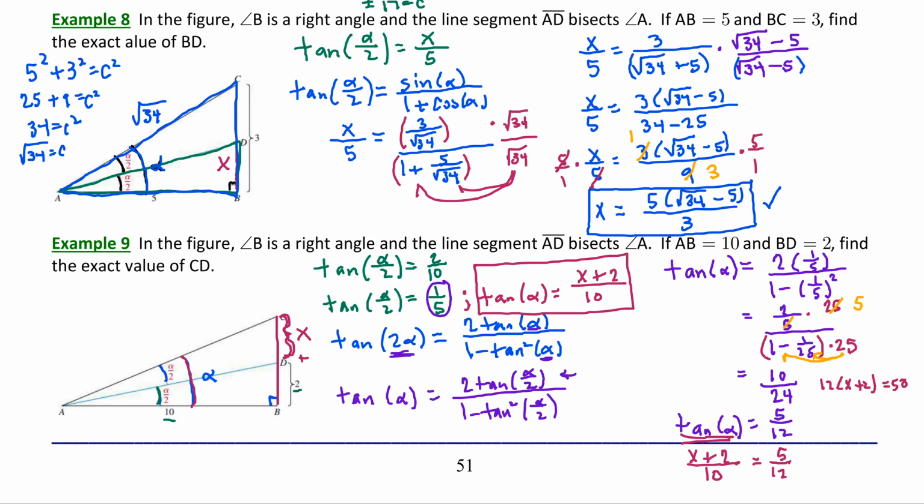I'm just going to distribute my 12. 12x plus 24 equals 50. Subtracting 24 from both sides, we get 12x equals 26, and we'll divide both sides by 12. 26 divided by 12, or when we reduce, 13 over 6. So we have found the length of segment CD with quite a bit of effort there.